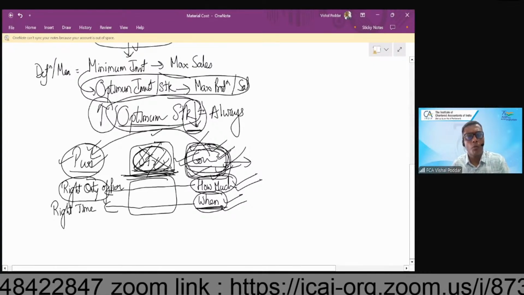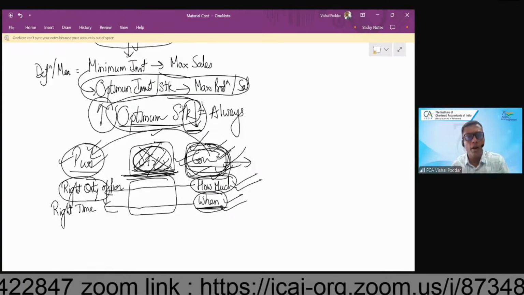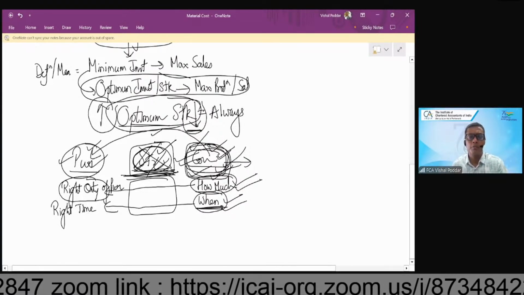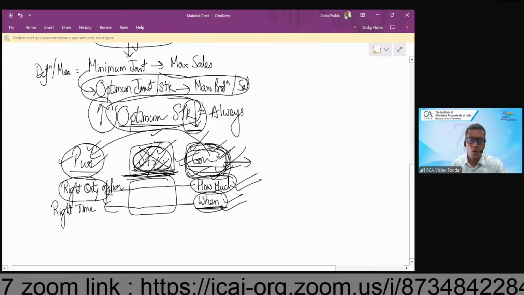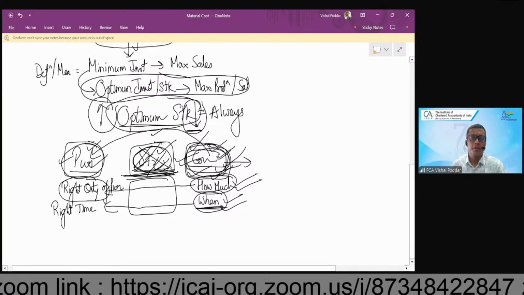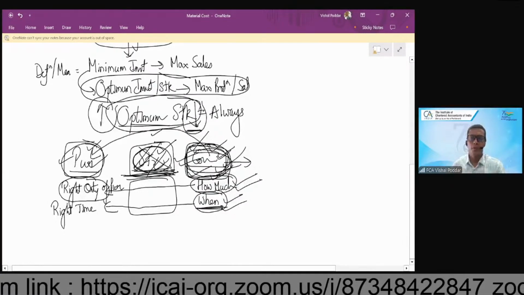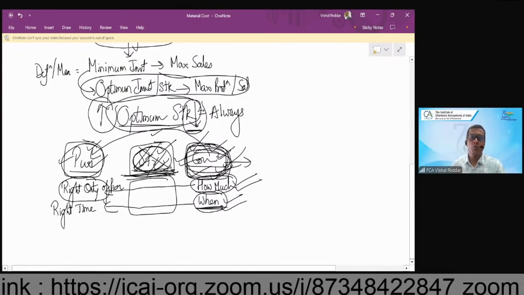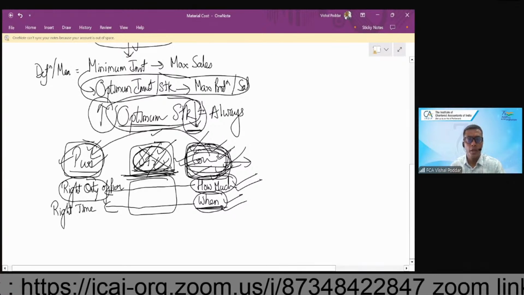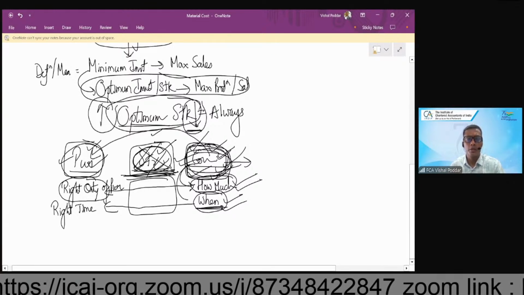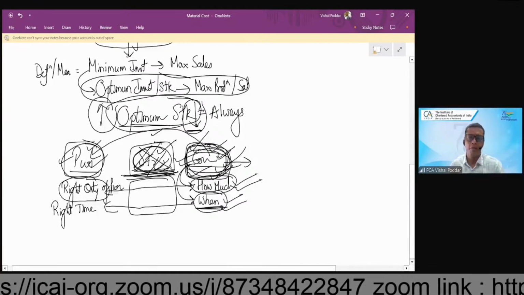Now, what is inventory control? Inventory control is maintaining optimum stock. Stock is a function of purchasing and consumption. Consumption, I would like to do maximum. I would not like to restrict. Consumption involves two things: how much I need and when I need.